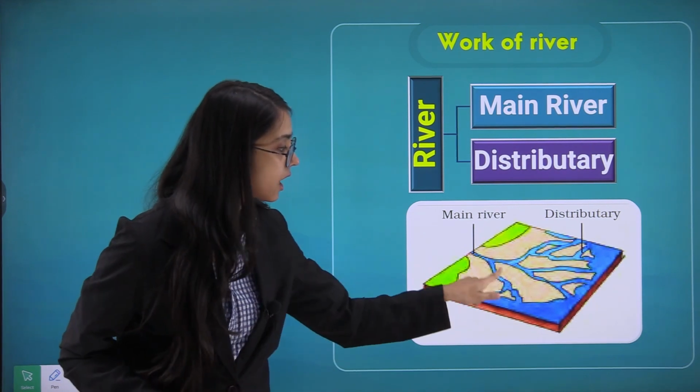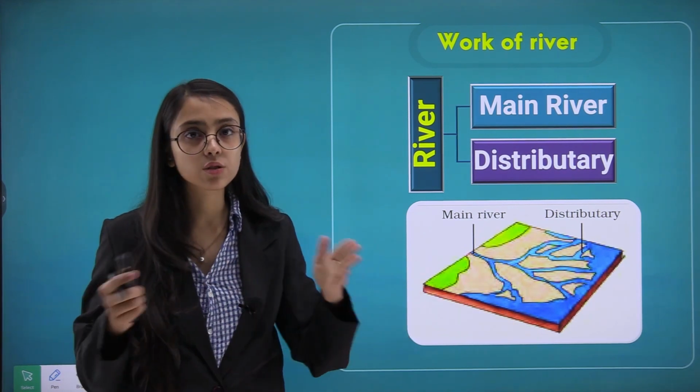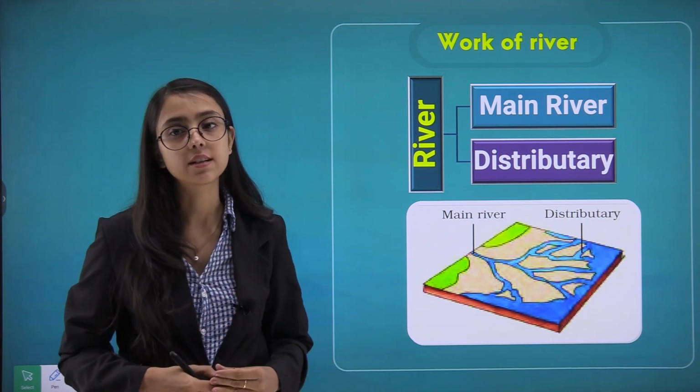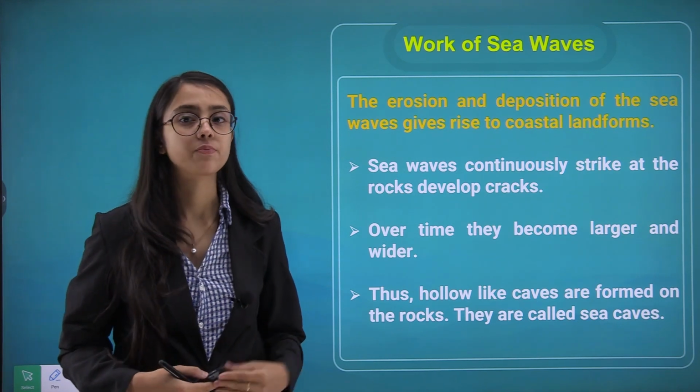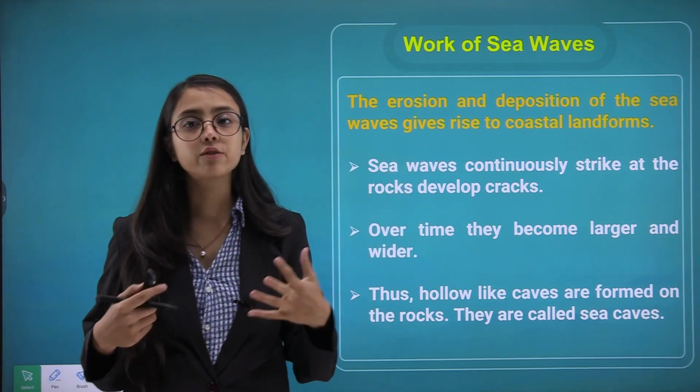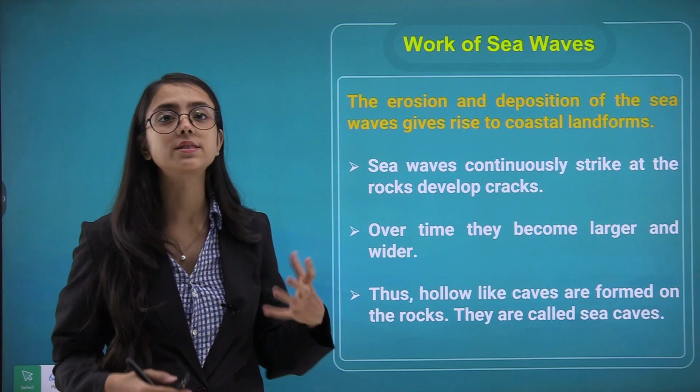And this area which is formed between two distributaries is known as a delta. Now let's talk about the work of sea waves. The erosion and deposition of the sea waves gives rise to coastal landforms.